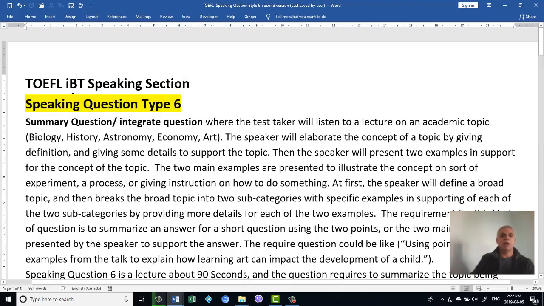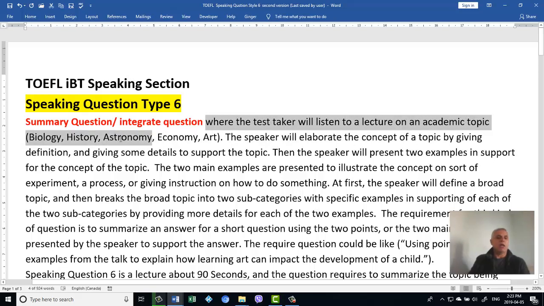Today we're going to continue with the TOEFL iBT speaking section, speaking question type 6. We call them summary questions, or something I call integrated questions. Here, the test taker will listen to a lecture on an academic topic, which could be biology, history, astronomy, economy, or art. It's very important for the exam taker to know what to do.